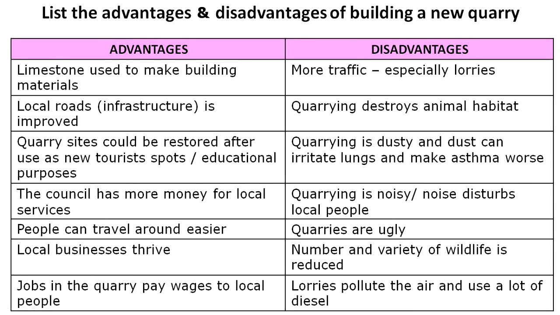Some of the disadvantages are more traffic, especially lorries, quarrying destroys animal habitat, quarrying is dusty and dust can cause or irritate lungs and make asthma worse, quarrying is noisy and the noise disturbs the local people, quarries are ugly, the number and variety of wildlife is reduced, and lorries pollute the air and use a lot of diesel.